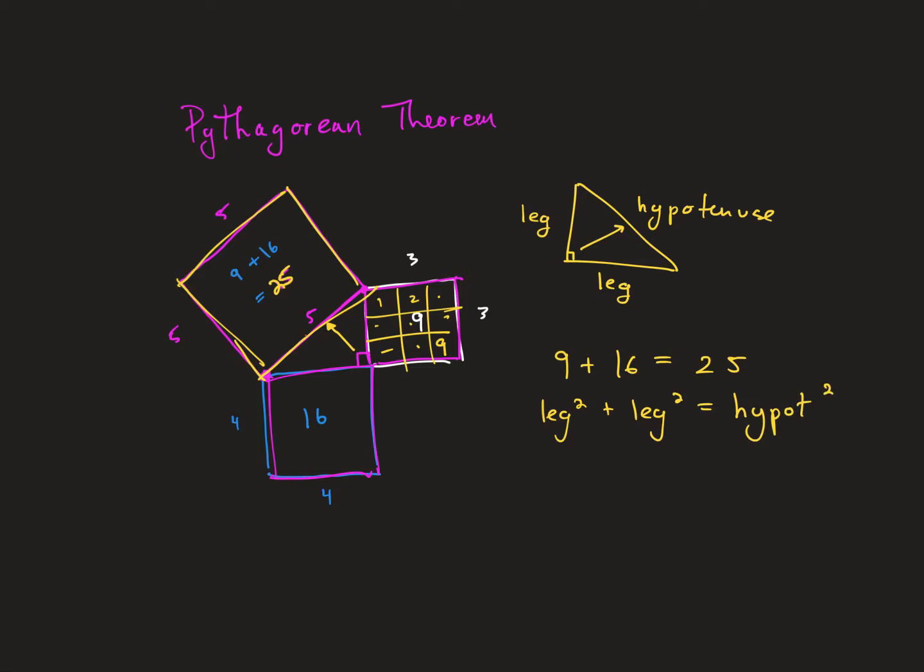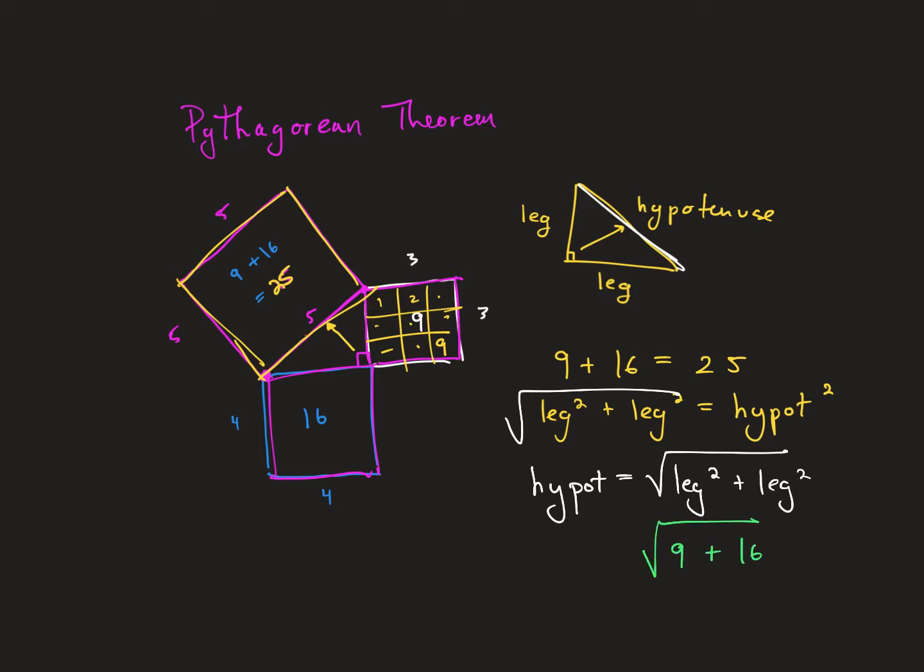And what you'll see a lot of is, if I want to know what this hypotenuse is, then I'm just going to take the square root of each side here, and my hypotenuse is the square root of the sum of my legs squared. This is the Pythagorean theorem, this understanding that we're working with. So if I take 9 plus 16 and take the square root of that, the square root of 25 is 5, which is this side here that we're working with.